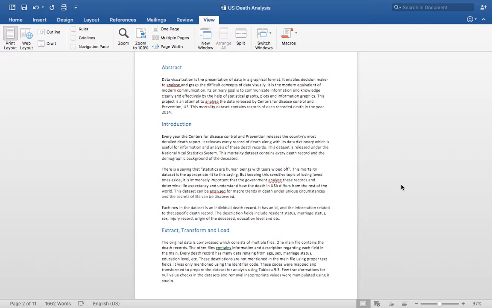Each row in the dataset is an individual data record. It has a unique ID. The information related to the specific data record includes residential status, marriage status, gender, injury record, origin of the deceased, educational level, and so on.